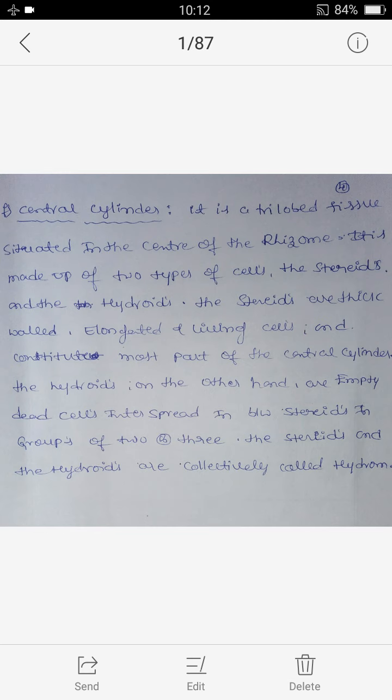The hydroids, on the other hand, are empty dead cells interspersed in between stereids. In groups of two or three, the stereids and the hydroids are collectively called hydrome. This is about the internal structure of the rhizome.